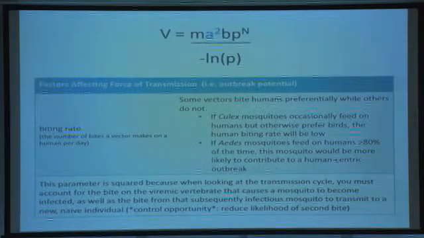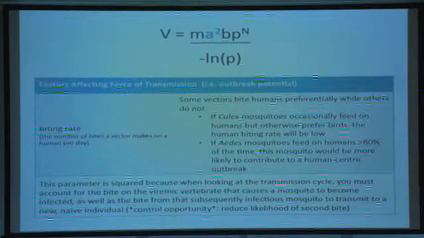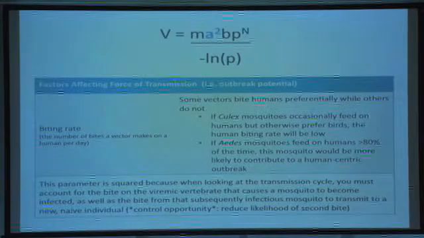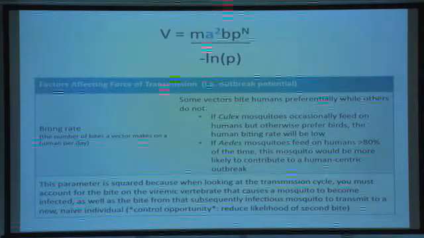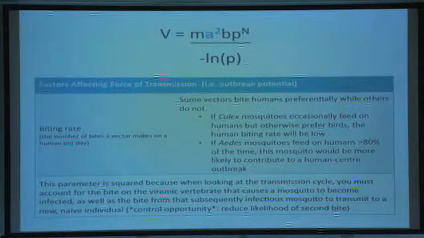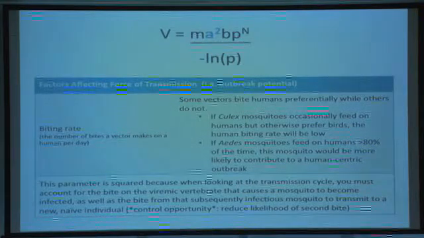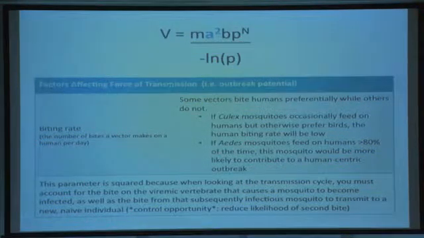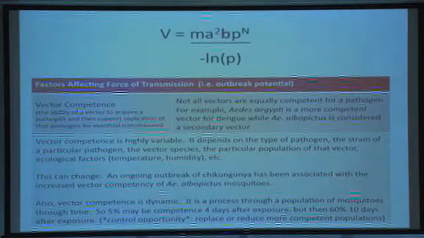This parameter is squared because when you look at the transmission cycle, we have to account for the bite on the viremic vertebrate, which causes the infection in the invertebrate. And then we also have to get the bite back out of that invertebrate to a naive vertebrate. So the control opportunity here is to try and reduce the likelihood of the second bite. This can be done by, let's say, distracting bites from being focused on the vertebrate of interest to protect. But in general, it's a difficult one to conceive of control being effective on.